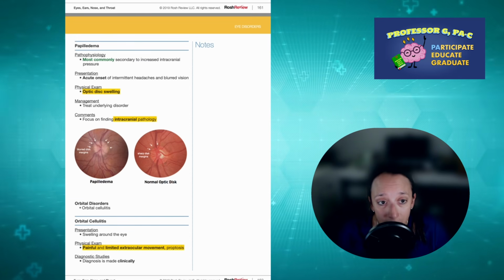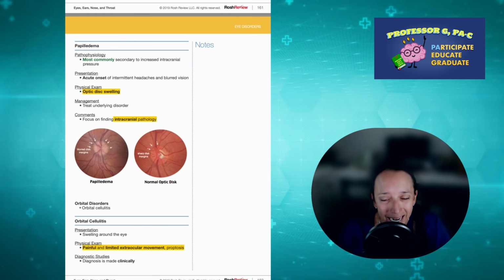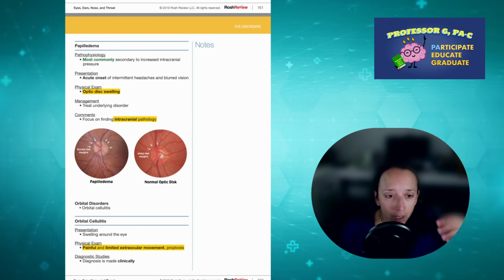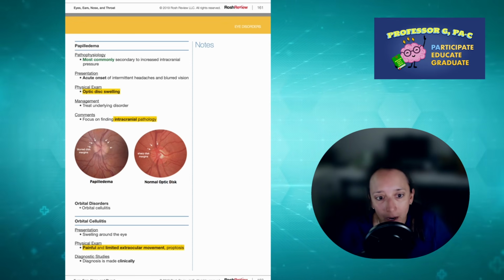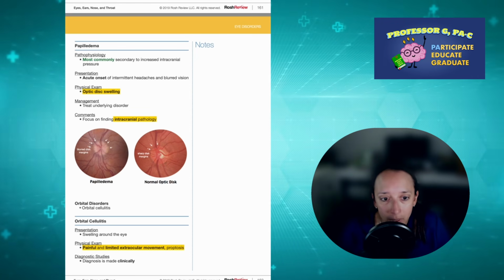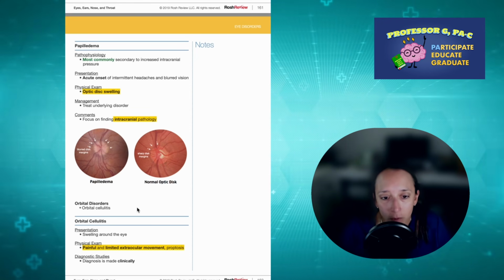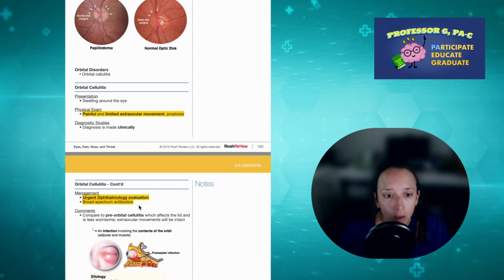So how do patients typically present with papilledema? Well, they'll have this acute onset of intermittent headaches, blurred vision. It's usually positional. So when they bend over, it gets worse. They'll also have it kind of worse first thing in the morning. And basically when we look at the back of their eye, we'll see optic disc swelling, and that is consistent with papilledema. And we need to treat the underlying disorder. And we want to focus on figuring out what the intracranial pathology actually is.